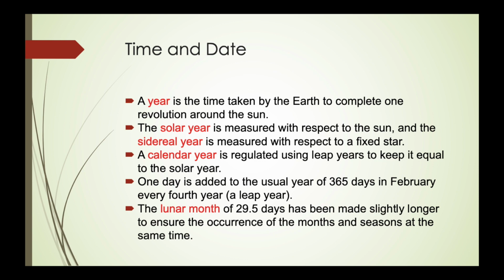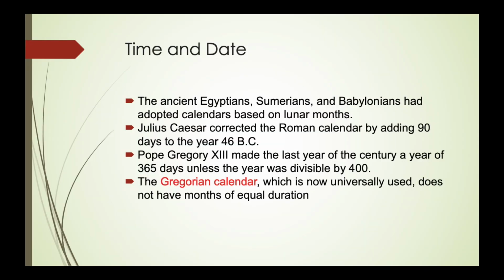The lunar month of 29.5 days has been made slightly longer to ensure the occurrence of the months and seasons at the same time. The ancient Egyptians, Sumerians, and Babylonians had adopted calendars based on lunar months. Julius Caesar corrected the Roman calendar by adding 90 days to the year 46 BC.